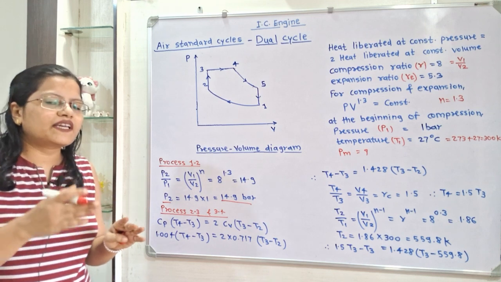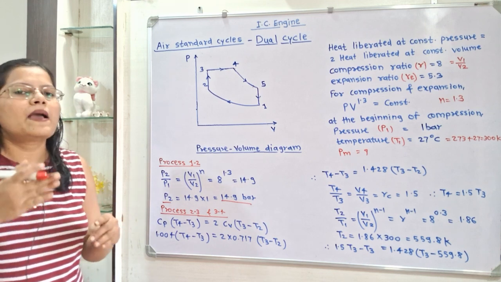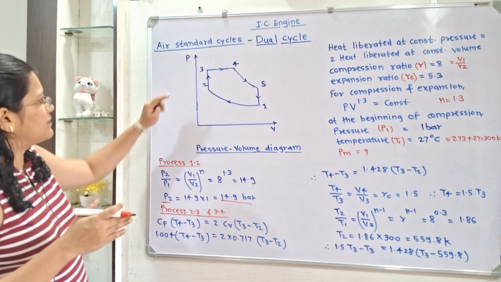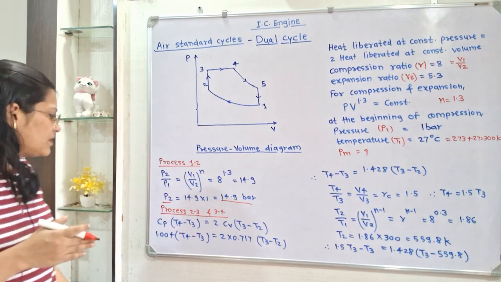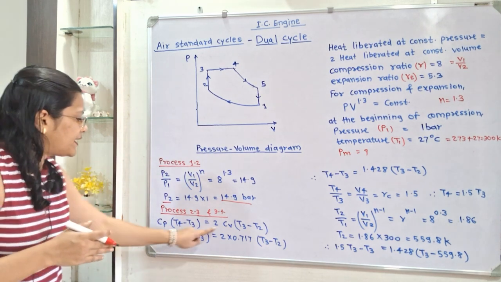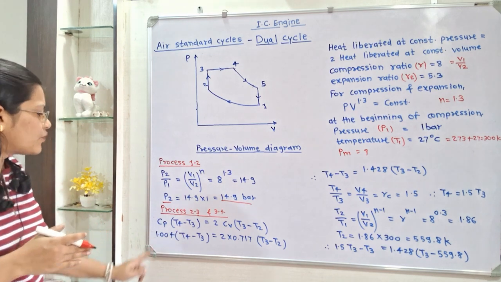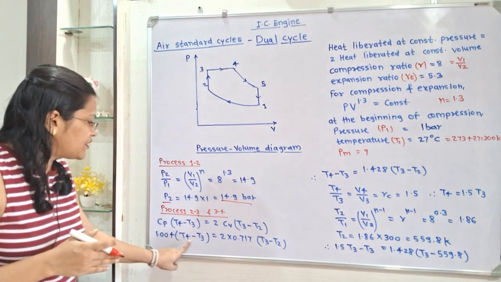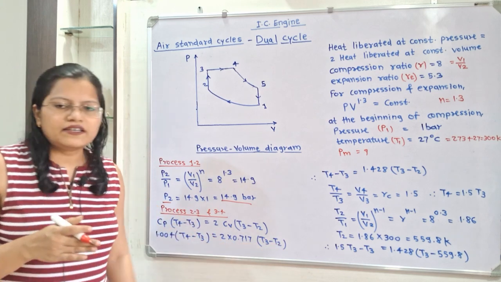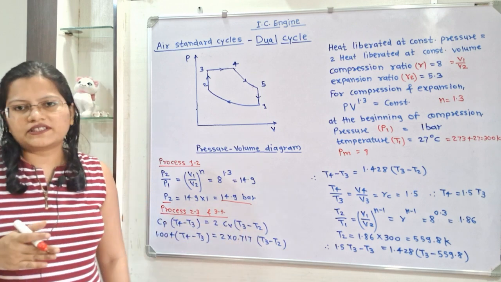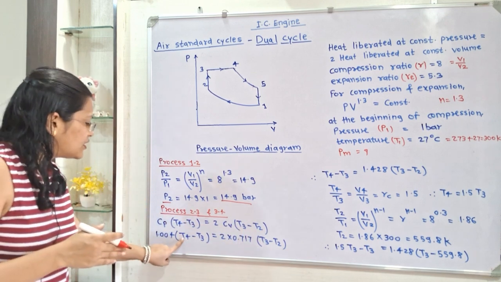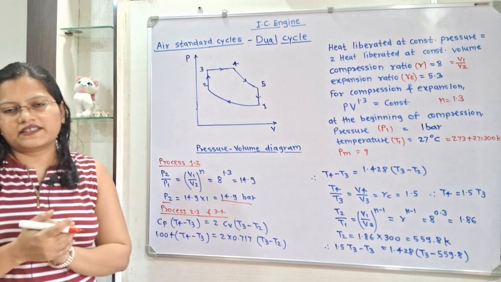That is the specific heat at constant volume Cv multiplied by the temperature difference. So the temperature difference is T3 minus T2. Now we will put the value of Cp as well as the value of Cv. So we get the relation between T4, T3 and T2. Now we have to find out the temperature at point 3. So what is the relation between T4 and T3?